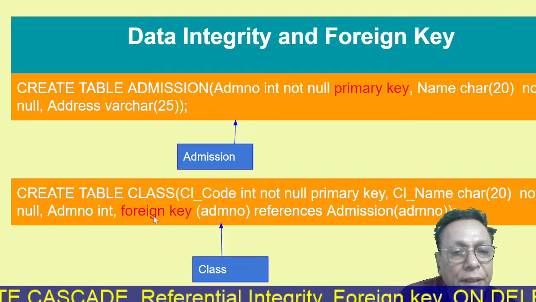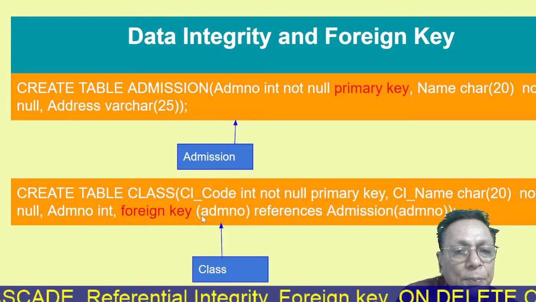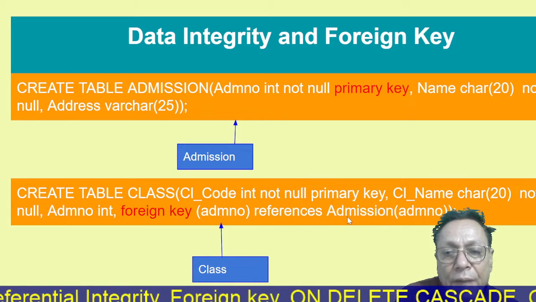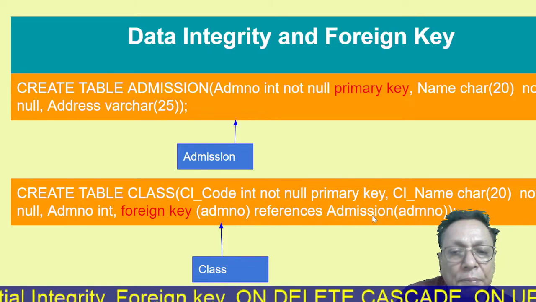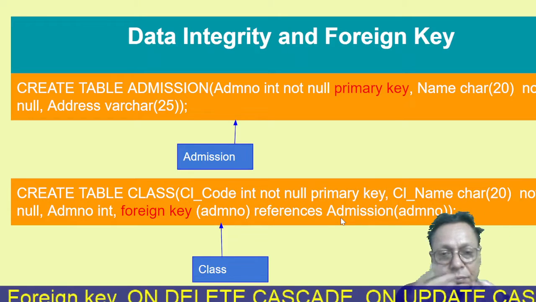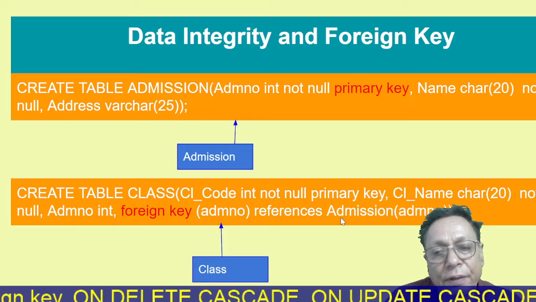Admission number is a foreign key. So here this is admission number. So foreign key admission number references the admission number of the admission table. So this way we have to create the reference or the foreign key constraint.